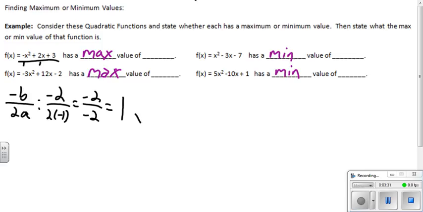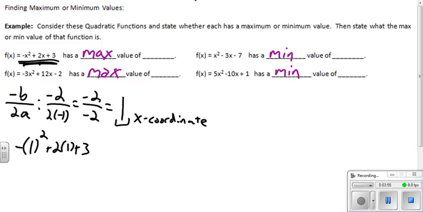So this is our x coordinate of the vertex. We need to use that value of 1, plug it back into our function to find the y value, or the y coordinate, of our vertex. So we'd say that it's negative 1 squared plus 2 times 1 plus 3. 1 squared is 1, so we have a negative 1, plus 2 times 1 is 2, plus 3, which in this case looks like our y value of the vertex, which is also our max value, is 4.